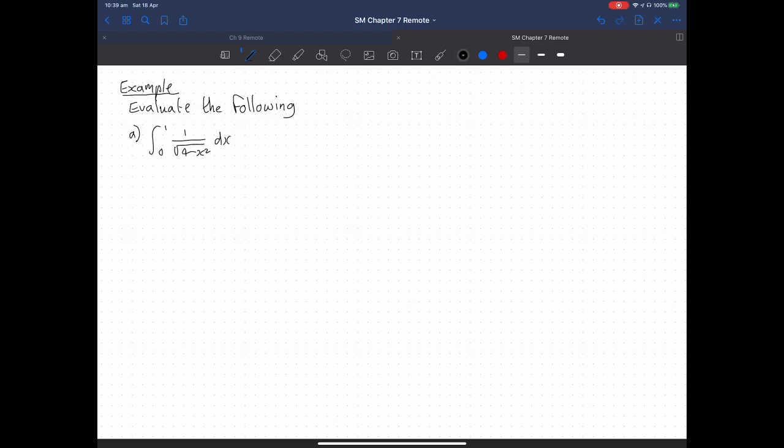The second example asks us to evaluate. When we are evaluating, that means our answer will be a number. Now, we are evaluating an integral here. It is a definite integral because it has terminals, in this case 0 and 1. So your answer must be a number.